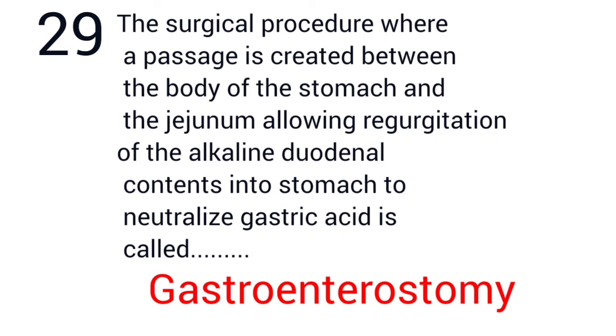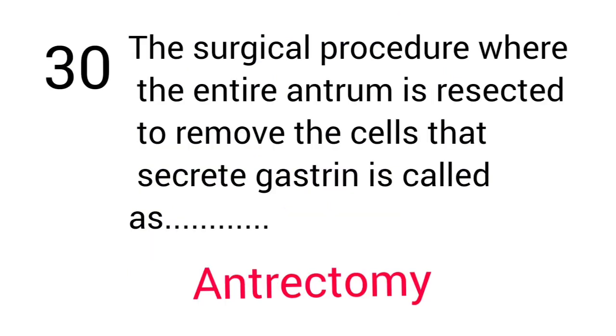The surgical procedure where a passage is created between the body of the stomach and the jejunum, allowing regurgitation of the alkaline duodenal contents into stomach to neutralize the gastric acid, is called gastroenterostomy. The surgical procedure where the entire antrum is resected to remove the cells that secrete gastrin is called enterectomy.